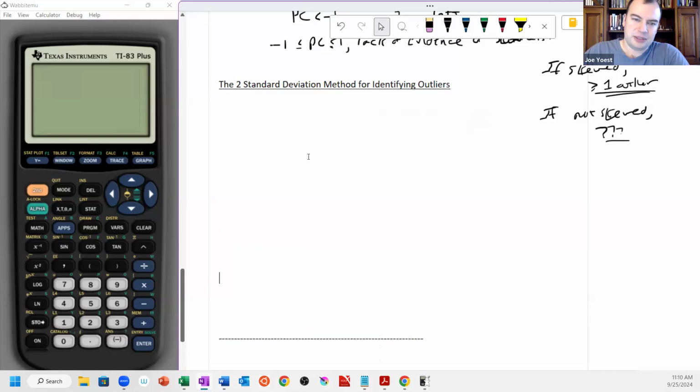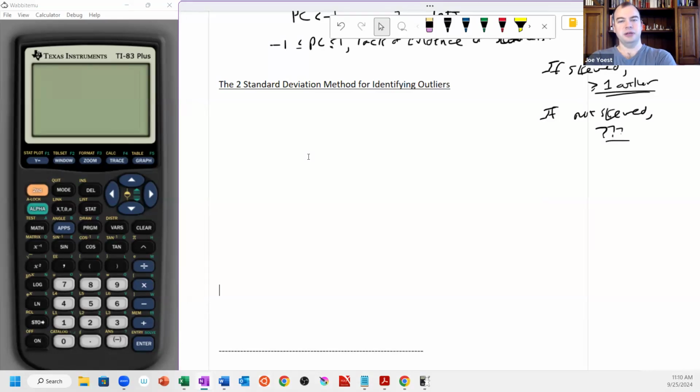So the two standard deviation method is easy to understand, easy to apply, and used in a lot of places, especially like labs. If you've done a chemistry lab or a physics lab where you have to get a bunch of data, often they'll apply something like the two standard deviation method to look for outliers and throw those out of the data set, mainly because it's quick and easy to apply.